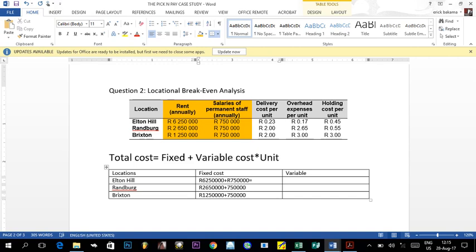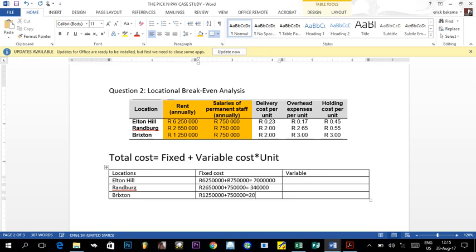Now that we have these values here, the thing that is left to do is about us identifying the total fixed cost. So now we have 6,250,000 plus 750, and then it gives us an average of 7 million. And then here we have 2.65 plus 7. Here we have 3,400,000, and then here we have 1,250,000 plus 750,000.